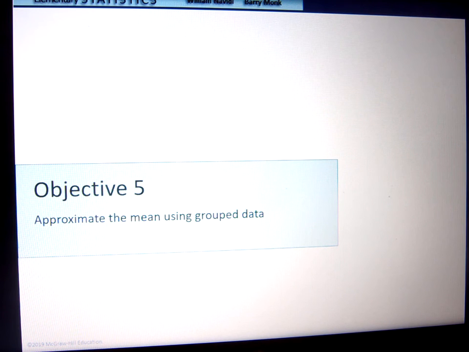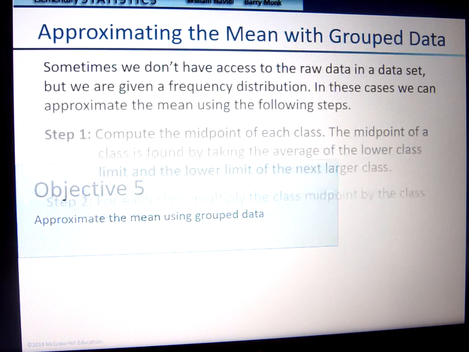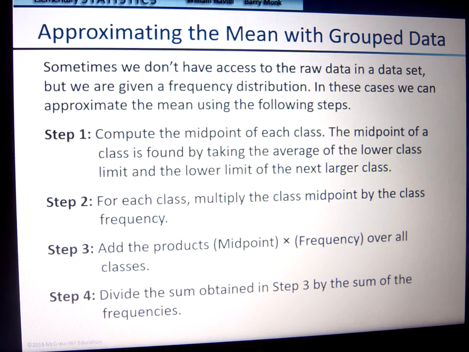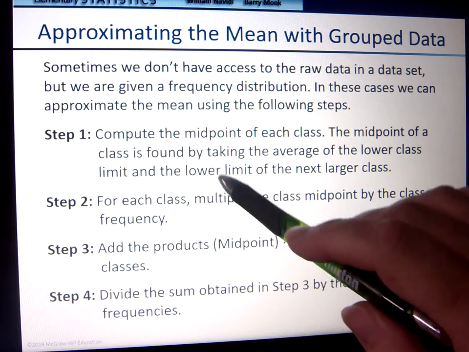All right, let's approximate the mean when using a grouped data set. Sometimes we don't have access to all the raw data, but we're given a frequency distribution like we looked at in the last chapter. In these cases, we can approximate the mean by using the following steps. We're going to compute the midpoint of each class. The midpoint of each class is taken by taking the average of the lower class limit and the lower class limit of the next larger class.